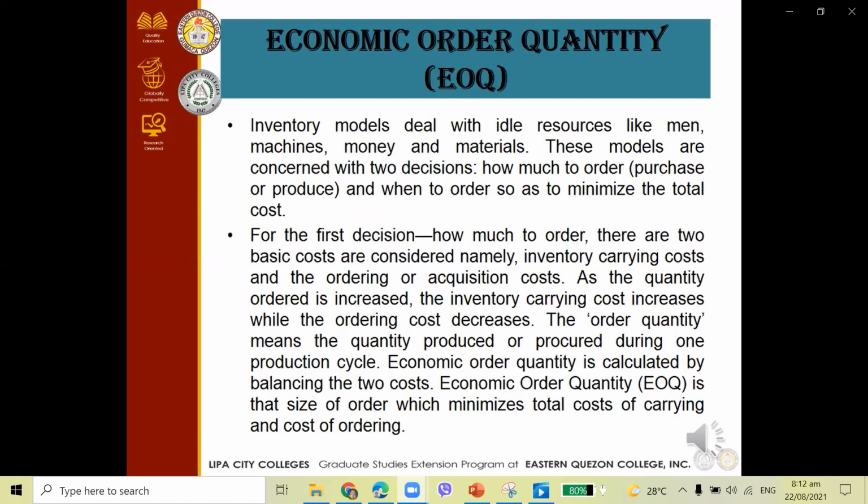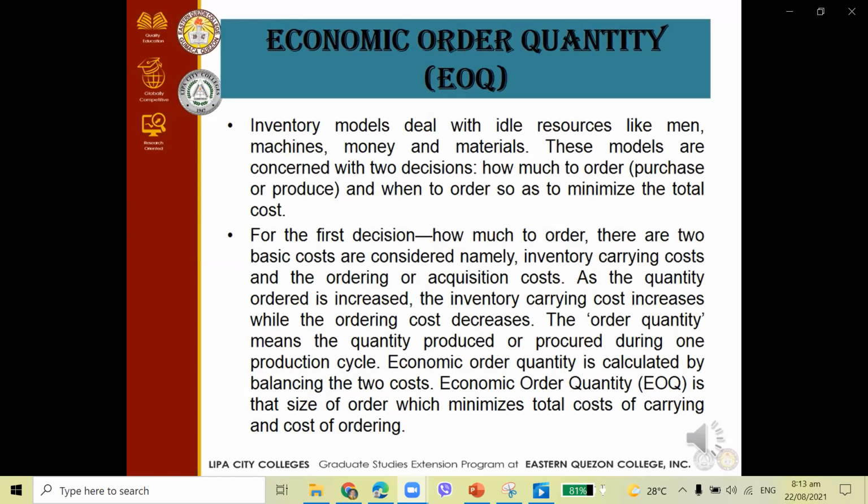For the first decision, how much to order, there are two basic costs that are being considered, namely inventory carrying cost and the ordering or acquisition cost. As the quantity ordered is increased, the inventory carrying cost increases, while the ordering cost decreases. The order quantity means the quantity produced or procured during one production cycle.